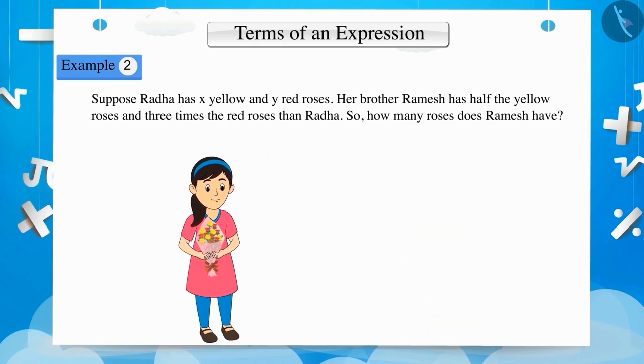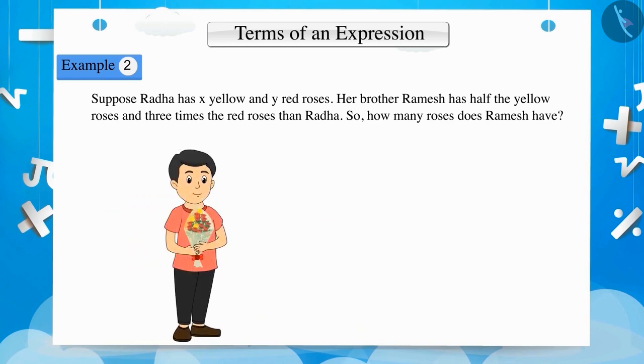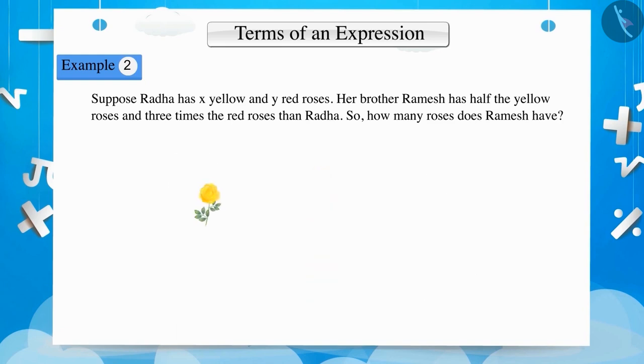Radha has X number of yellow roses and Y number of red roses. Now, to know the number of yellow roses Ramesh has, we have to divide X by 2, and to know the number of red roses, we will multiply Y by 3. Similarly, to represent the total number of roses that Ramesh has, we will find the sum of both yellow and red roses. Therefore, we get an expression X by 2 plus 3Y.